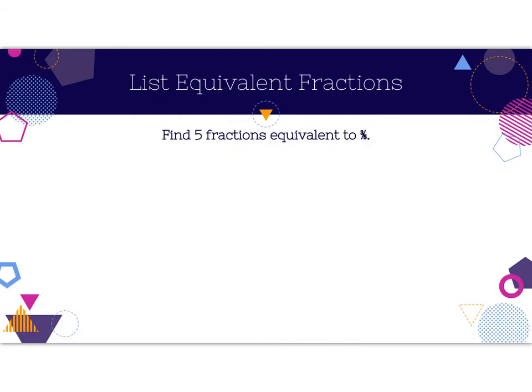Oftentimes you'll just be told to list equivalent fractions. To find fractions that are equivalent to a given fraction, all you have to do is pick any number in the world and multiply the bottom and the top of the fraction by that same number. So if I want to find 5 fractions that are equivalent to 3/5, I'll start off by writing 3/5. I'm first going to multiply 3 and 5 by 2. When I do that, I know that 3 times 2 is 6, 5 times 2 is 10. 3/5 is equivalent to 6/10.